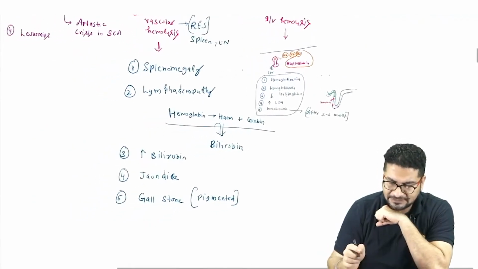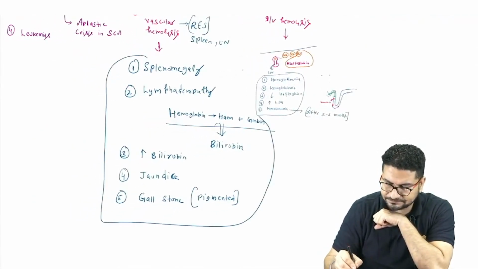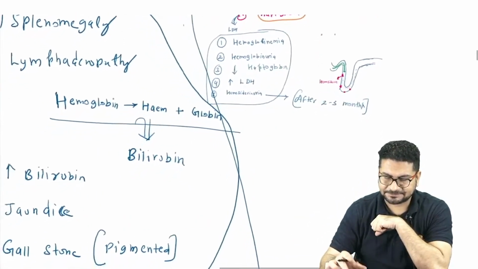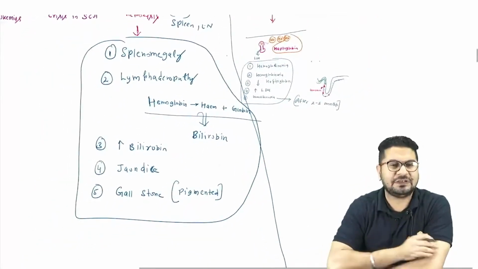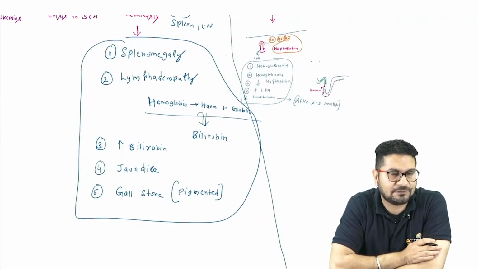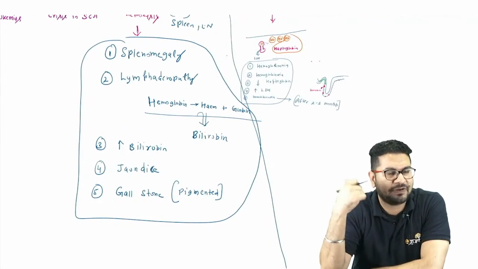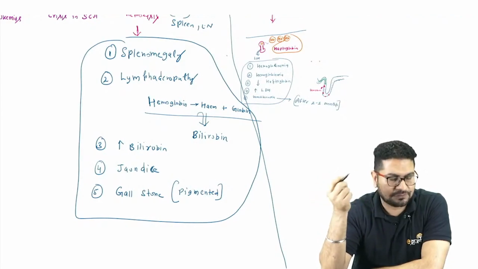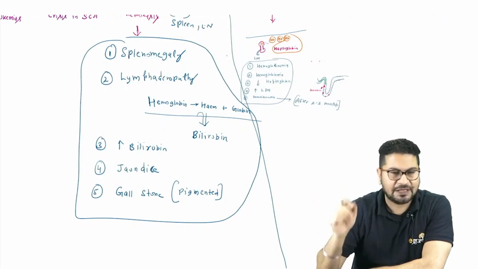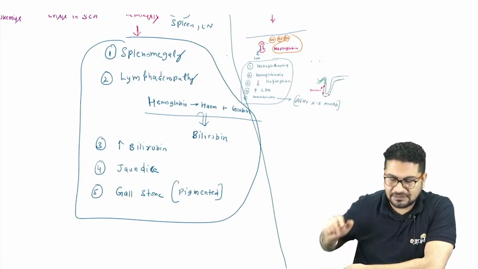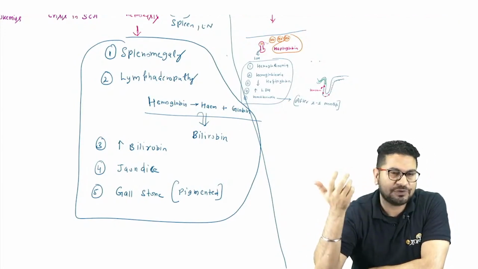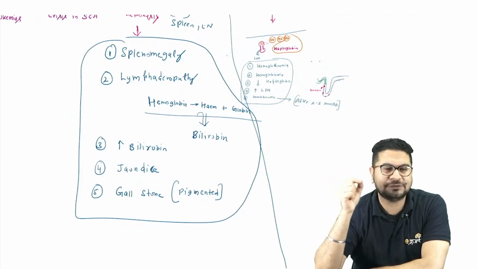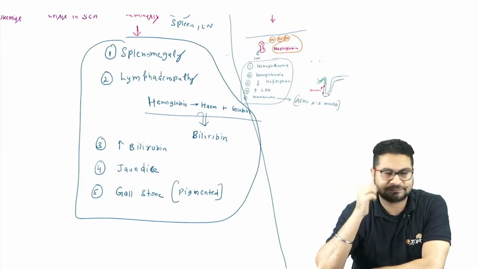So understand, guys, I told you 5 features of extravascular hemolysis and 5 features of intravascular hemolysis. If it is extravascular hemolysis, you will see splenomegaly, lymphadenopathy, hyperbilirubinemia, jaundice and gallstone. In intravascular hemolysis, you will see hemoglobinemia, hemoglobinuria, low haptoglobin, increased LDH, and after a few months you may notice hemosiderinuria.